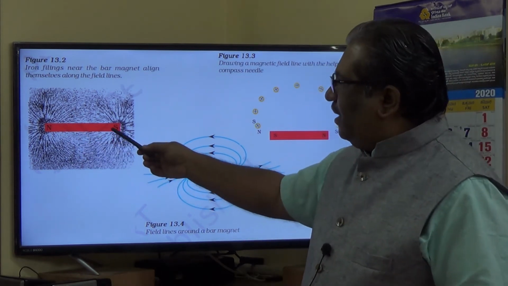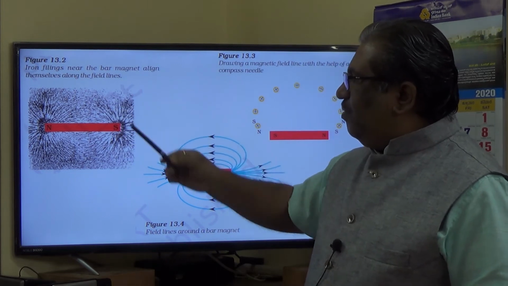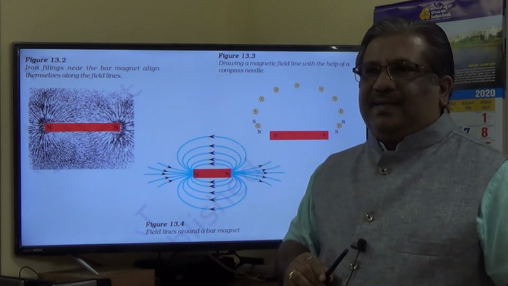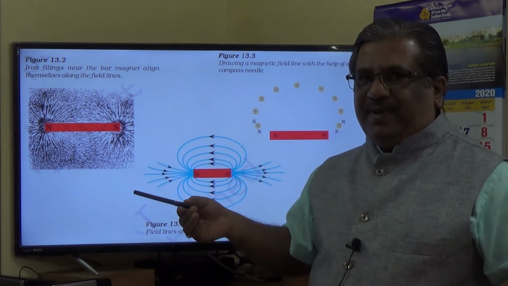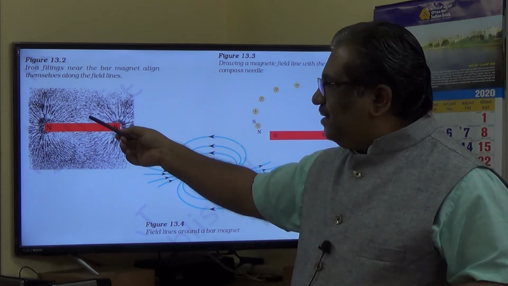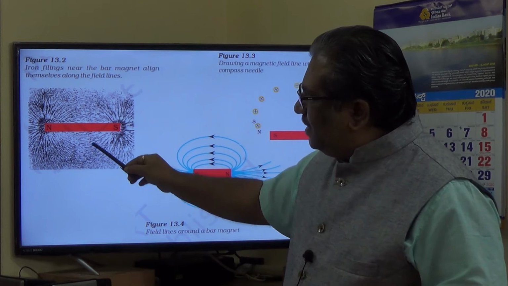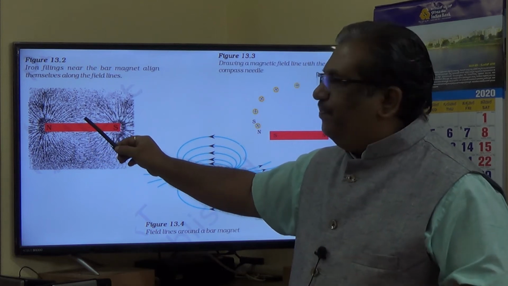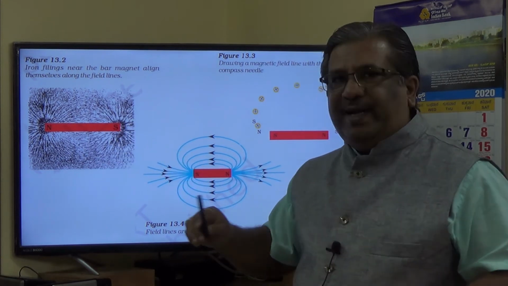Here it is a bar magnet, and when the iron filings are sprinkled over the bar magnet, see, if you directly sprinkle the iron filings, it will attract them. You may not be able to find out these lines over here. Can you find all these lines over here? The iron filings have aligned themselves to form these arcs here. Those are called field lines.